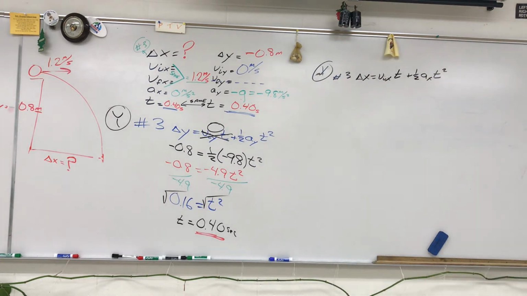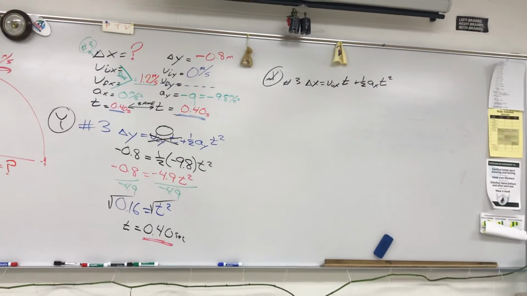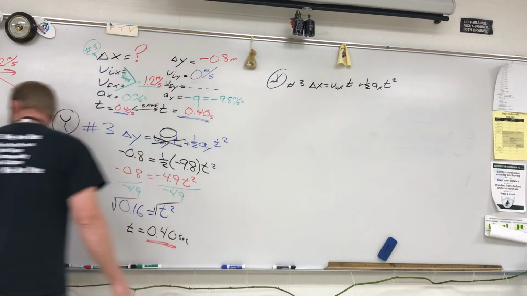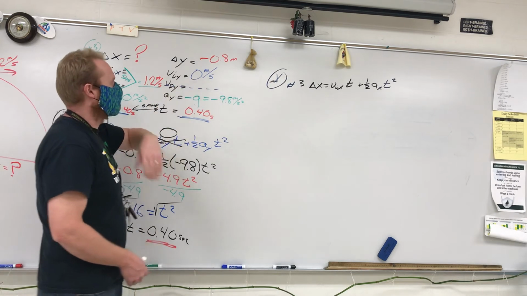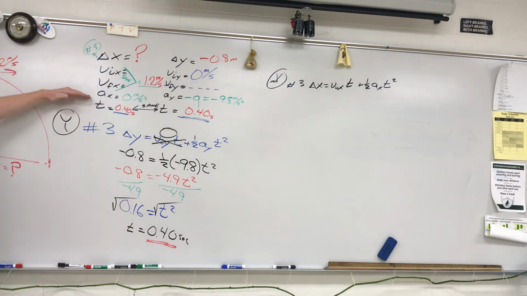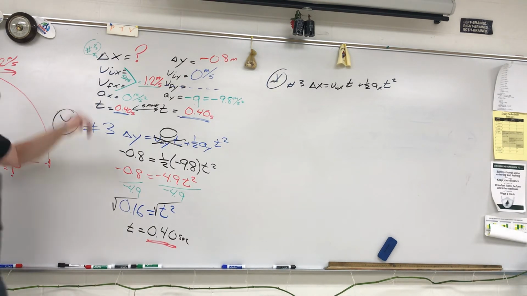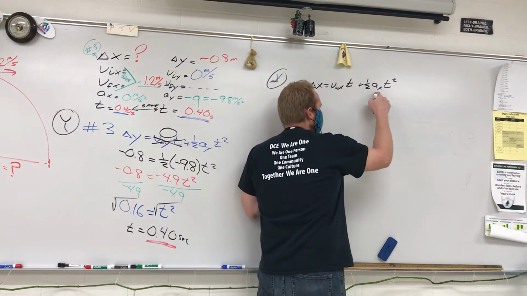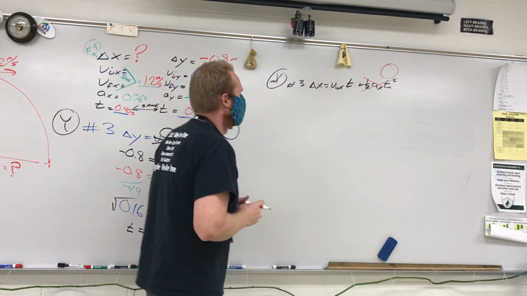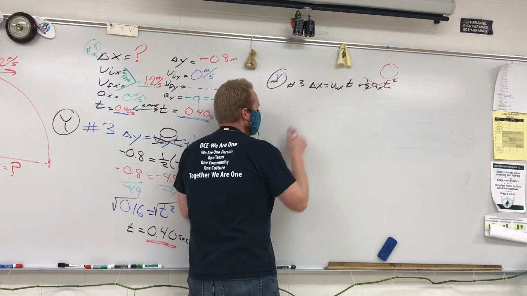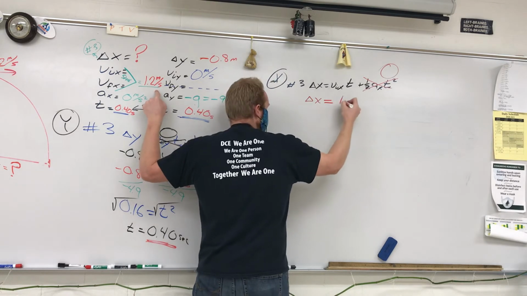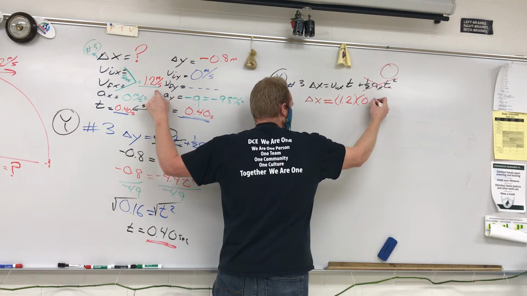That's the equation I'm going to use. Because my acceleration in the x direction, ax, is 0, 0 times 1/2 is 0, 0 times t squared is 0. That's why equation number 3 is a nice one. Delta x, which is what we're solving for, is equal to my initial velocity, 1.2, times 0.40.